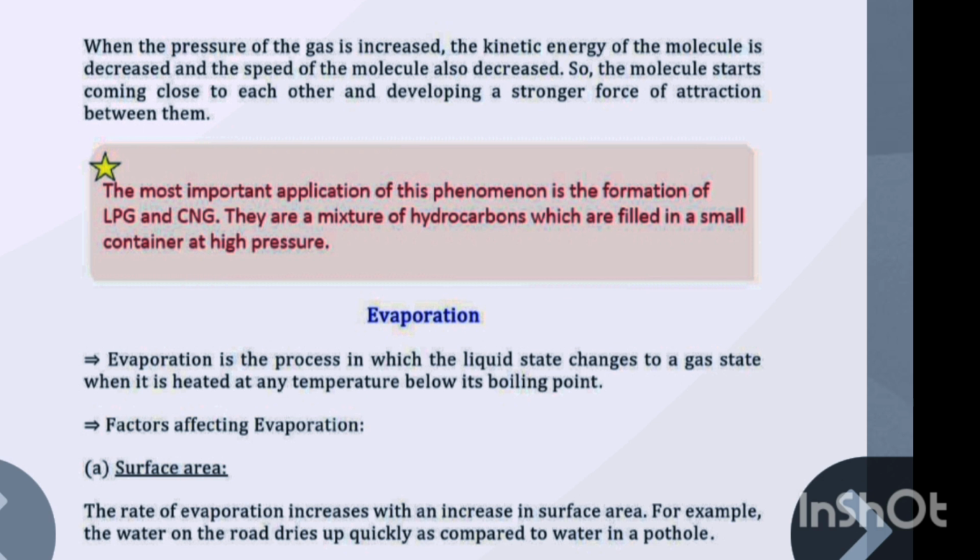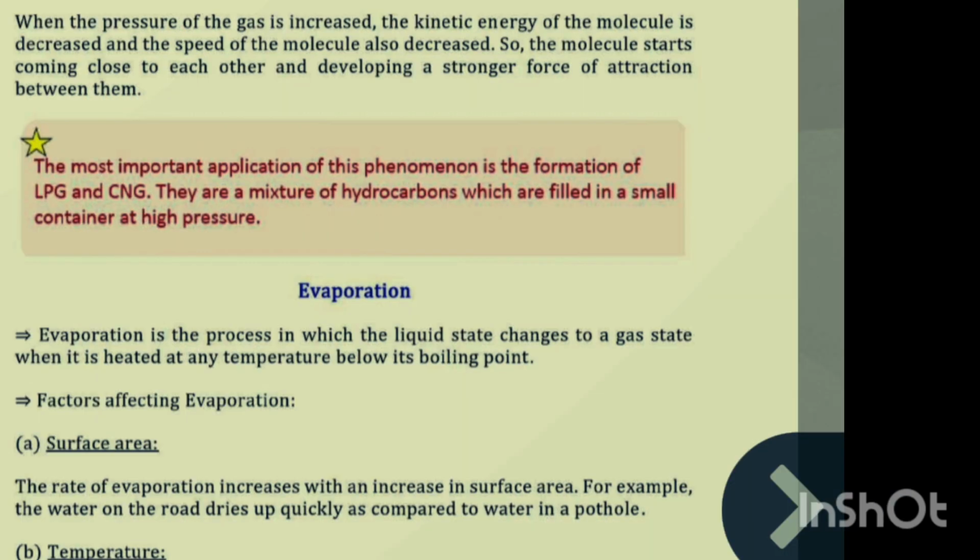The rate of evaporation increases with an increased surface area. If the surface is larger, the evaporation will be more. For example, water on the road dries up quickly compared to water in a pothole. In a pothole the water stays longer because the surface is very small. On the road the surface is much larger, so it dries up very fast. This is the first factor affecting evaporation, the surface area.